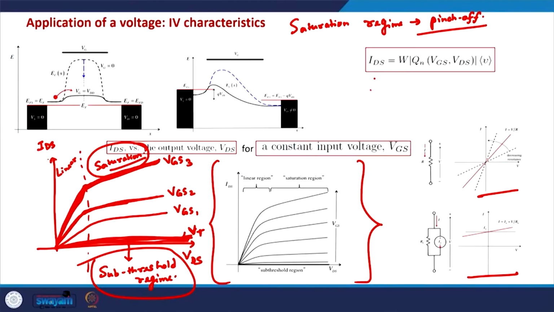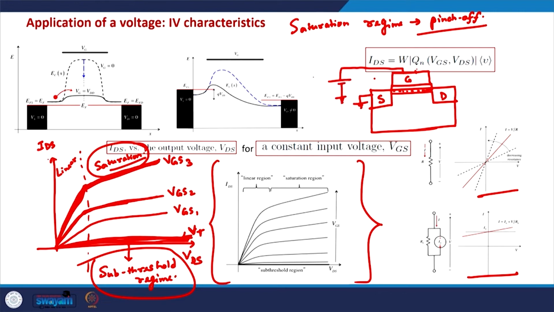So, let us say this is our MOSFET, this is the source, this is the drain, and this is the gate. There is a small channel because of the VGS voltage. Let us say that the source S is grounded. So, this is VGS and there is some voltage on the drain side as well, which is the VDS. So, we have a constant VGS on the gate terminal.